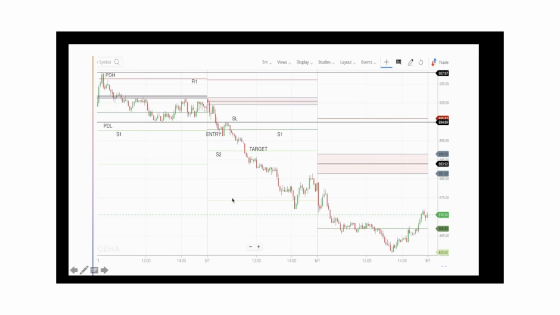Now here you can see it was a perfect narrow range previous day, and you got your entry at S1 and kept your stop loss just above the PDL. You got your entry on this red candle, where it closed after breaking S1, and then it took a retracement but got good resistance at PDL. It didn't even touch your stop loss, and your target was successfully achieved.